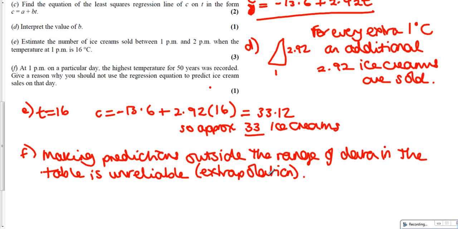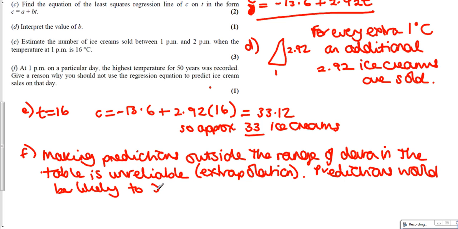And you might even want to sneak in that word extrapolation to show that you know what you're talking about. You could also say that predictions would be likely to be inaccurate because the regression line isn't based on those very, very high temperatures when you get an unusually high day. So that's a 17-mark exam question, all very accessible marks. So make sure you learn all of those techniques because, like I say, that could form over 20% of the exam.